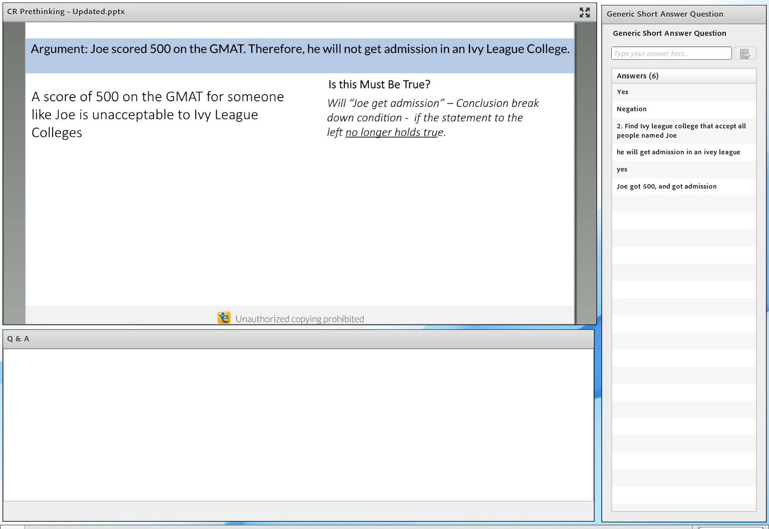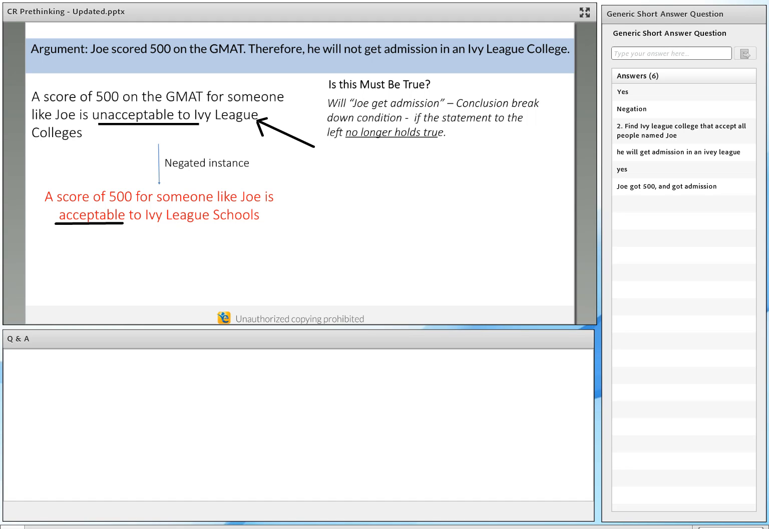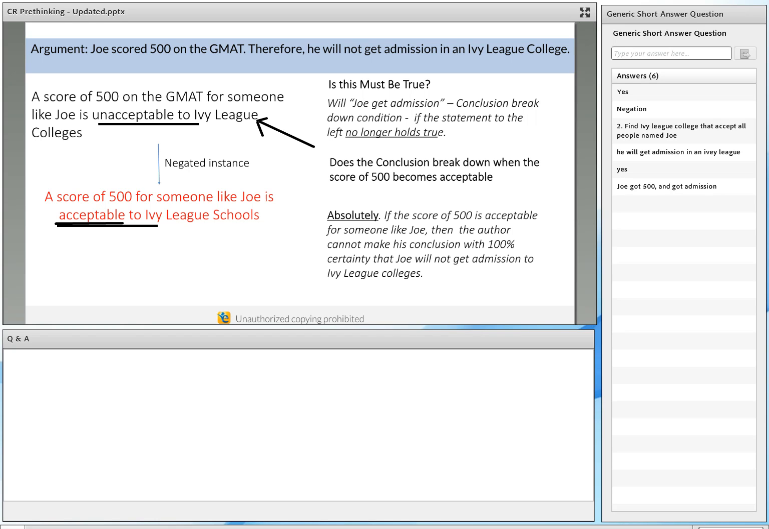So listen to it very carefully. If the statement to the left no longer holds true, then what becomes true? Its negated instance becomes true. Okay. So what is the negated instance of this? A score of 500 for someone like Joe becomes acceptable to Ivy League schools. And if that happens, what happens to my conclusion? My conclusion breaks down. Okay.